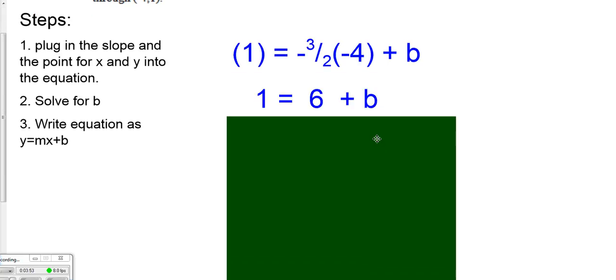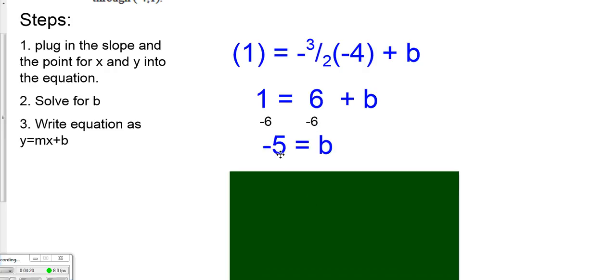So multiply -3/2 times -4. This is in a way kind of like saying take -4, divide it by 2, so we get -2, and then times it by this -3. So -2 times -3, +6. Okay, so we have 1, that's right here, equals 6, that's right here, plus b. So we have to subtract 6 from both sides, and we would get that -5 equals b.